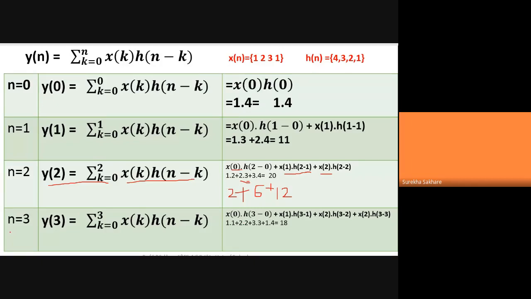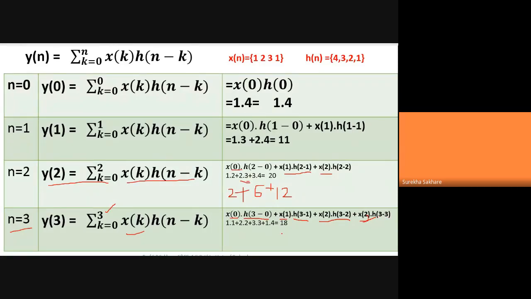Right. Now when you are finding the next value, you have n equal to 3. Same formula I will modify with n as 3. I have four values of k: K0, K1, K2 and K3. So insert them. X0, H3 minus 0, X1, H3 minus 1, X of 2, H of 3 minus 2, X of 3, H of 3 minus 3.